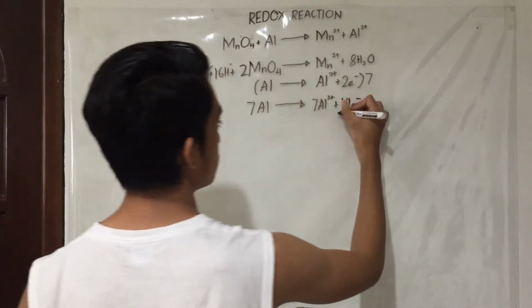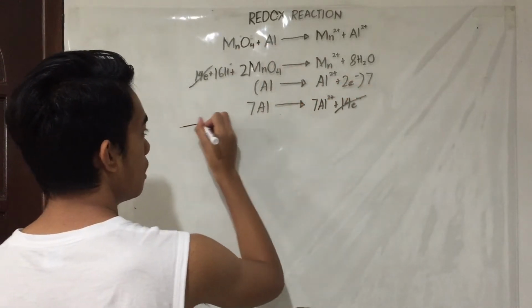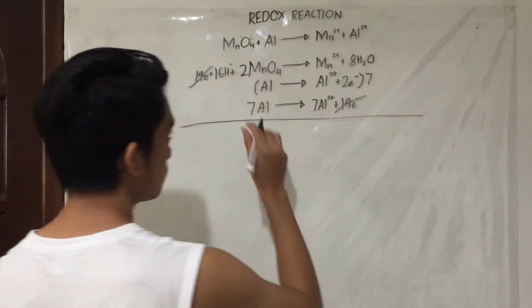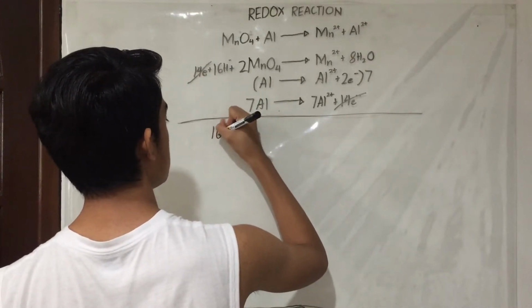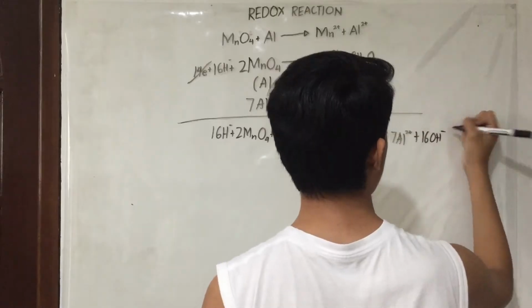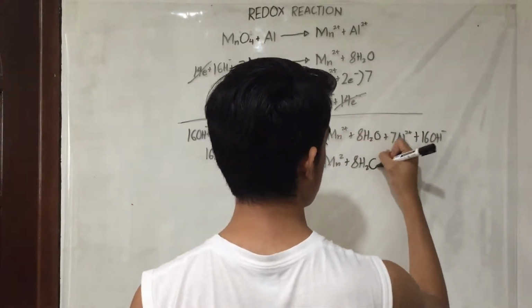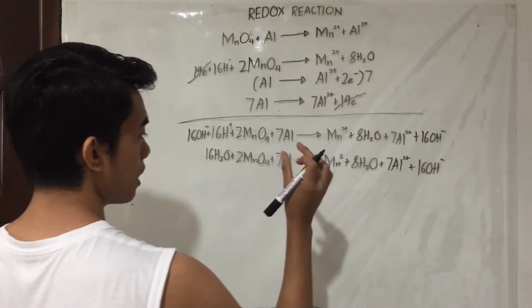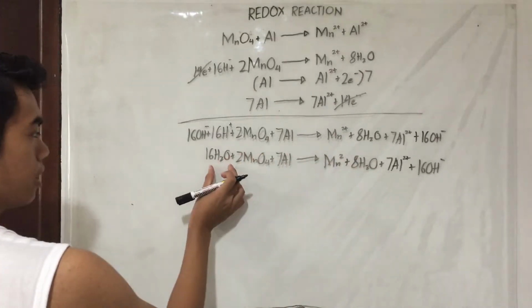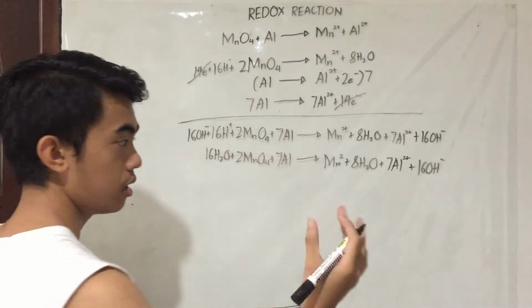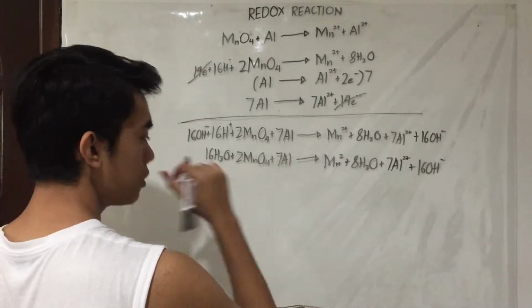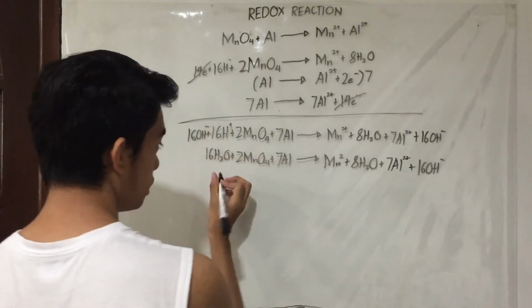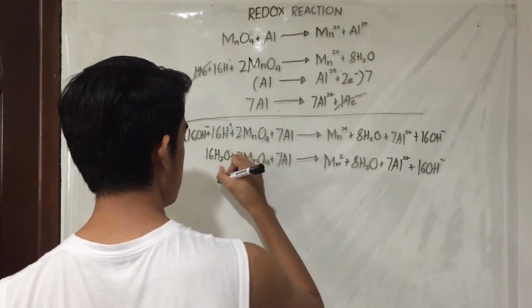Now we can cancel this. Now all we have left to do is input it here. 16H. Now you can subtract 8H2O from the 16H2O. Now where to put the 8H2O? Now we have to put it on the greater side. So it's here on the reactant side.